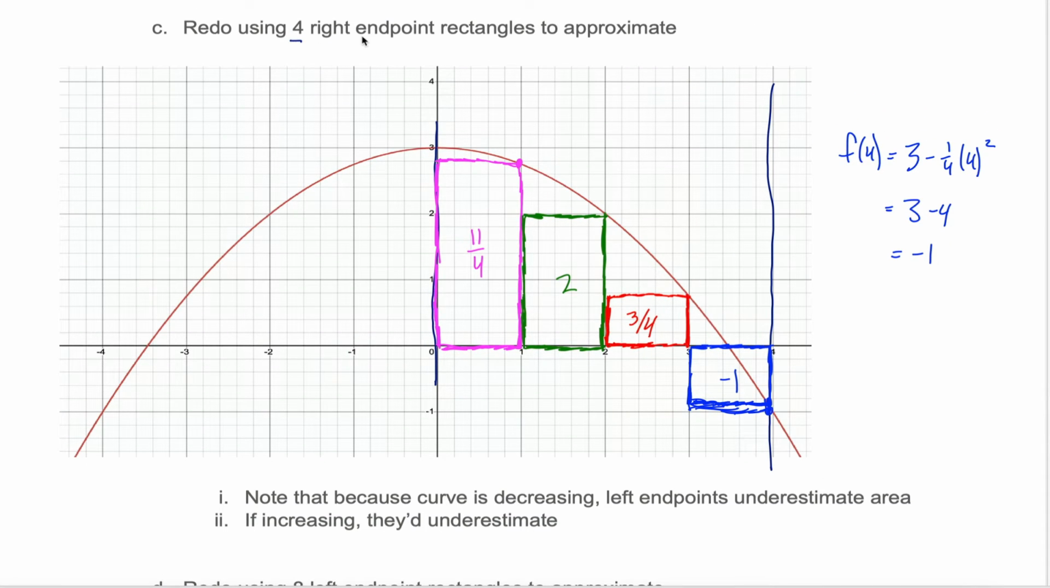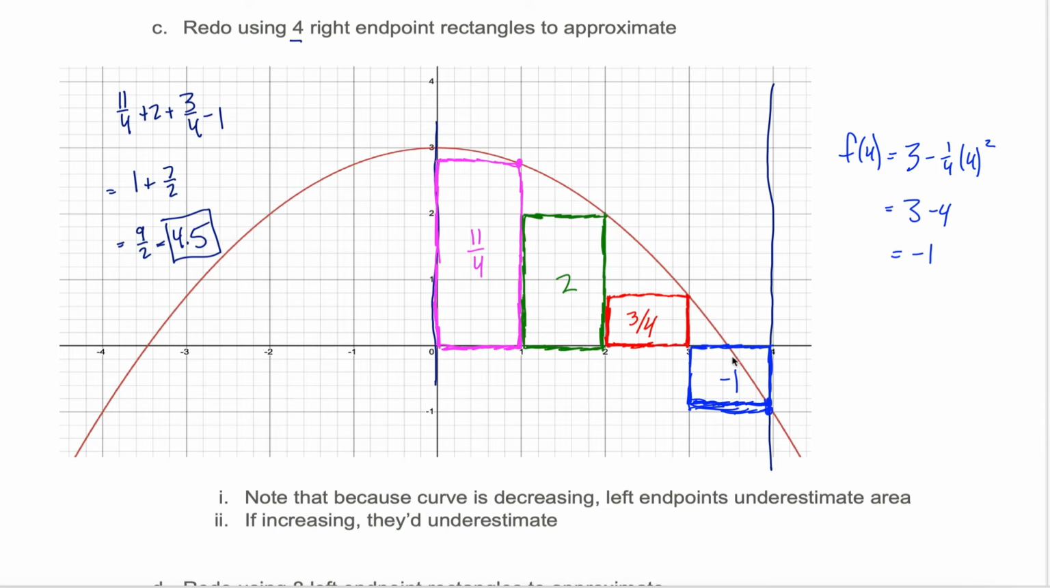If I were using right endpoint rectangle approximation to figure out the area underneath the curve, what I would have to do is add up 11/4 and 2 and 3/4 and -1. Let's see, 2 and -1 gives me 1, and 11/4 and 3/4 gives me 14/4, which is the same as 7/2. If I think about this 1 as 2/2, 1 plus 7/2 is 9/2. In other words, 4.5.